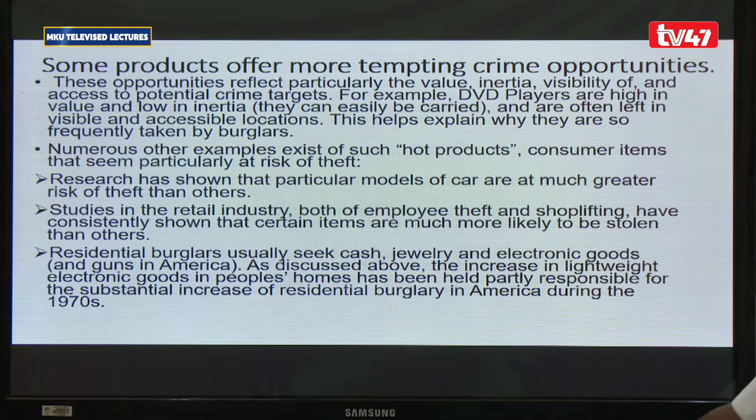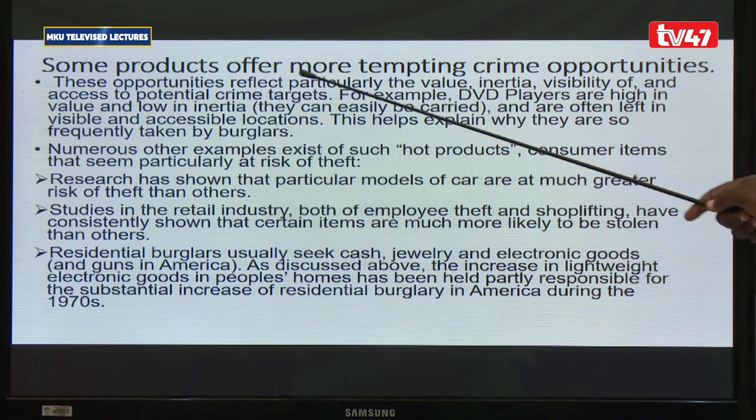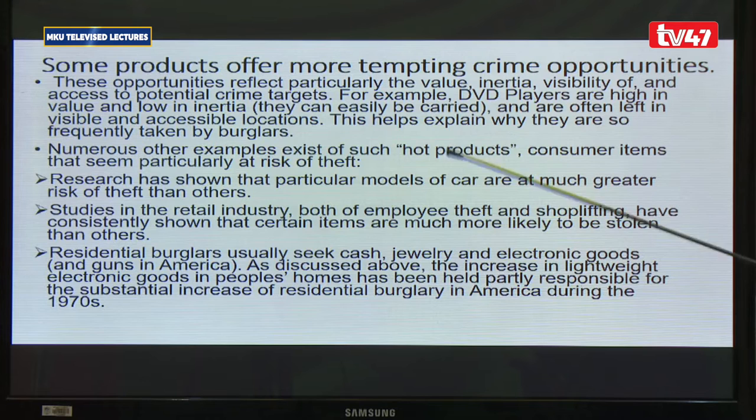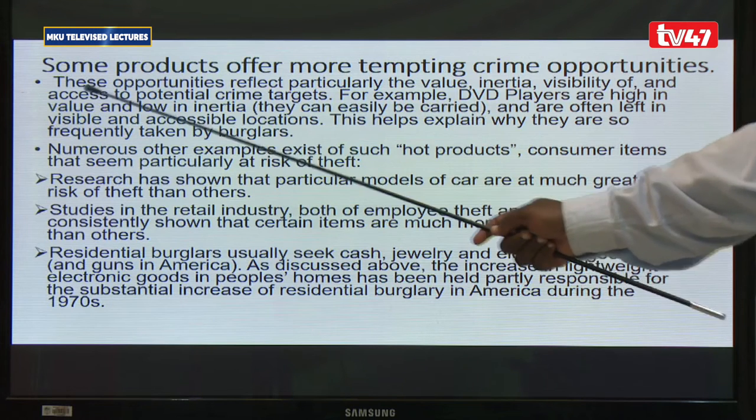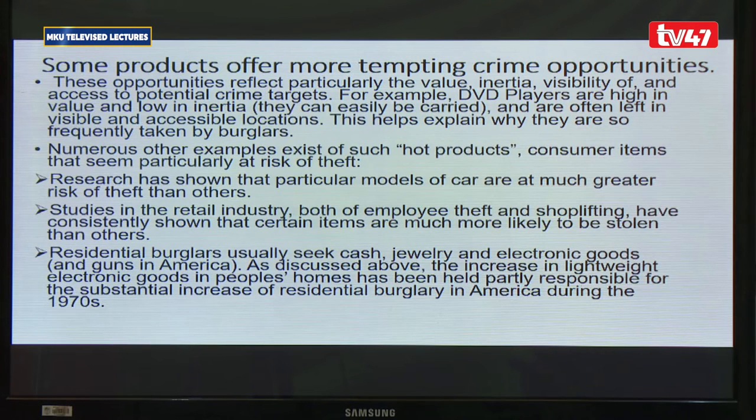Then also, some products offer more tempting crime opportunities. In rational choice theory, we spoke about the concept of VIVA: value, inertia, visibility, and access. The example here is DVD players. Of course, they are high in value. Inertia means that they are easy to carry. Visibility means that you can see them easily, and also accessibility: the offender can easily access this product.